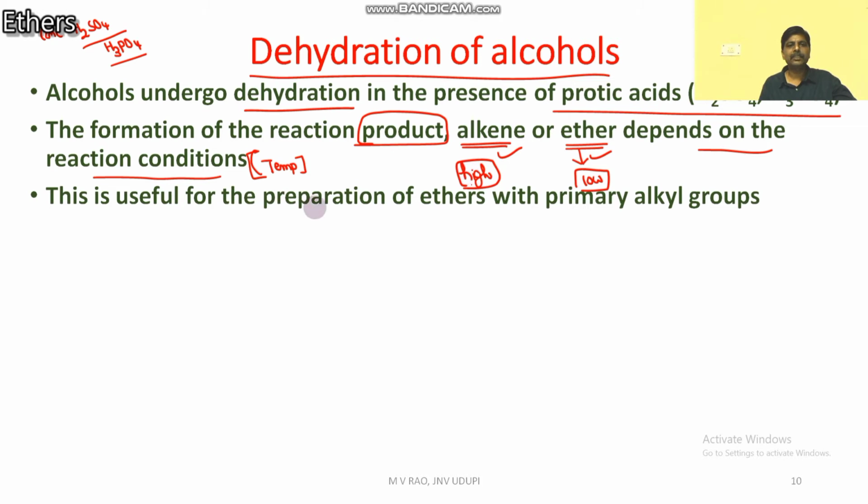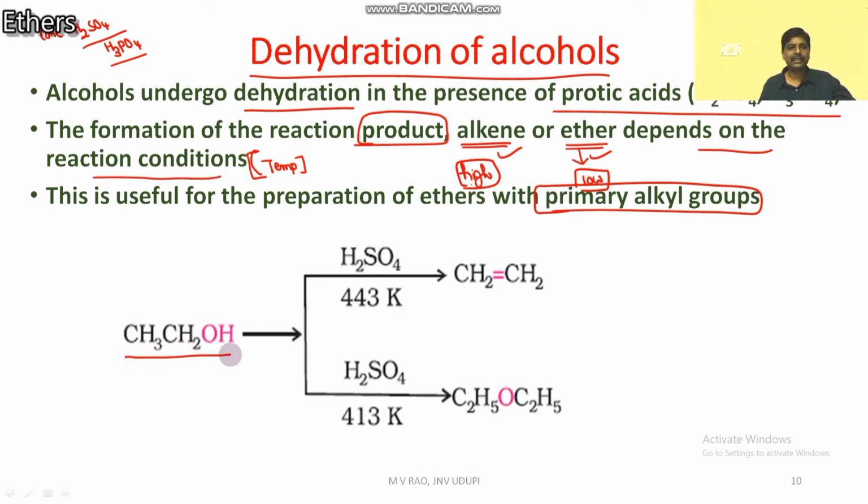So this is useful for the preparation of ethers with primary alkyl groups. Only primary alkyl groups. Take the alcohol, ethanol. Your dehydrating agent is concentrated H2SO4. The role of concentrated H2SO4 is dehydrating agent. Ethanol is treated with concentrated H2SO4 at 443 Kelvin.